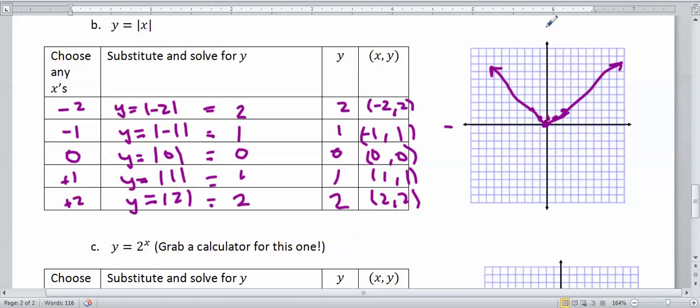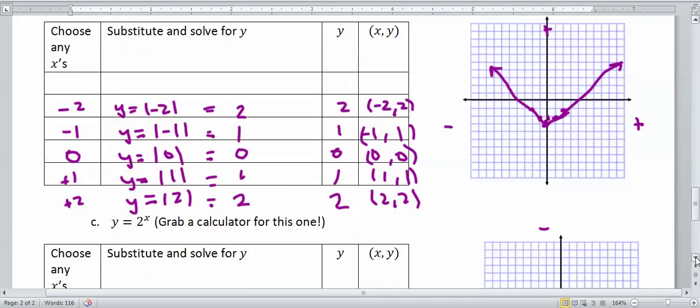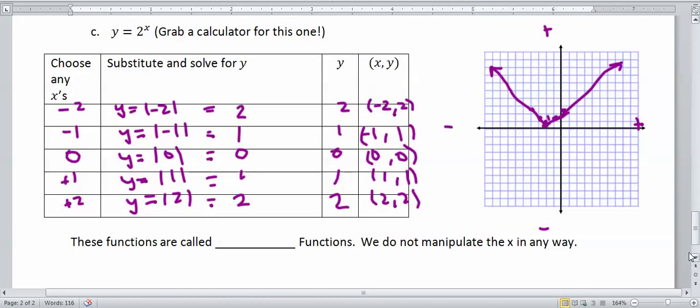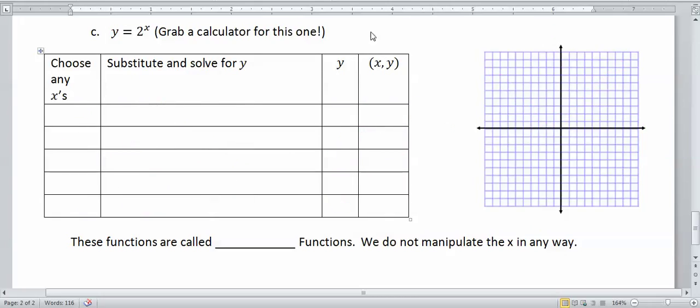Okay, remember y positive, x positive, y negative. Alright, so last one. Got y is equal to 2 to the x. So I'm going to grab my calculator for this one. So I'm going to do 2 to the blank power, so whatever that power is. And again, I'm going to choose whatever x's I want. Okay, so I'm going to do -2, -1, 0, 1, and 2. Okay, so what does this do? Well, let's plug it in and find out.